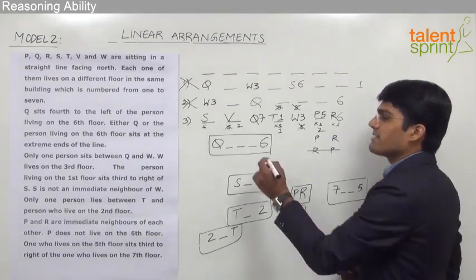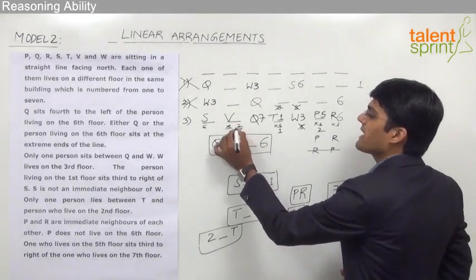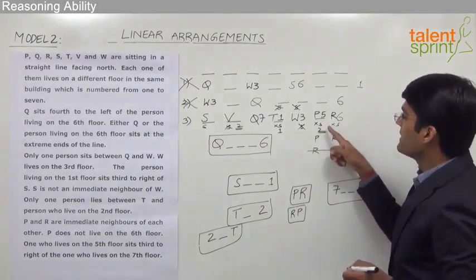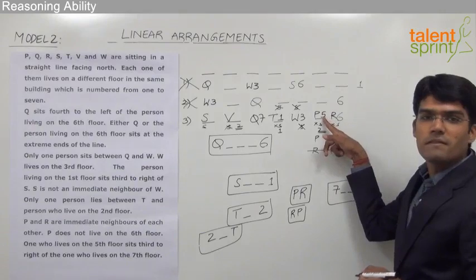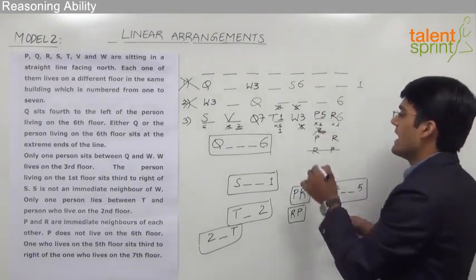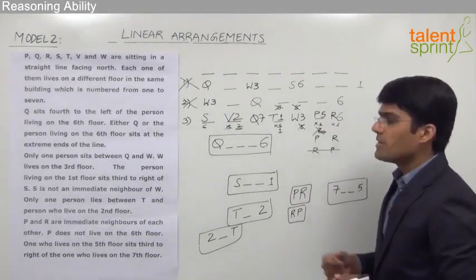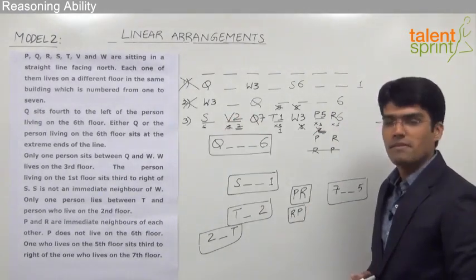As already discussed, there were 2 possible positions for second floor. Either it takes this position or this position. But this place has been fixed by 5th floor. So 2 cannot come here. And if it cannot come here, it has to come in place of V. So now the second floor also has been fixed.